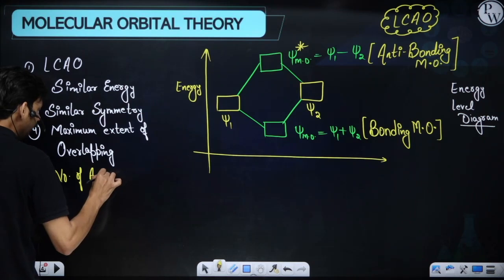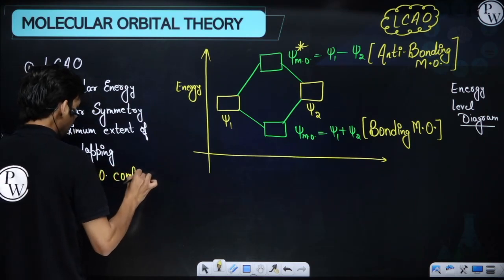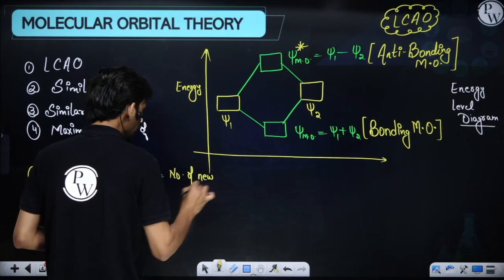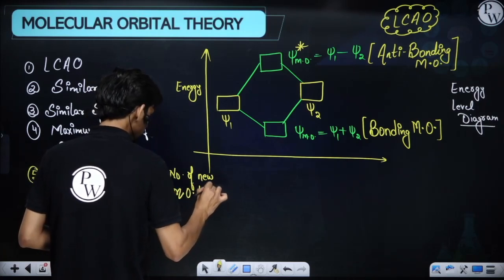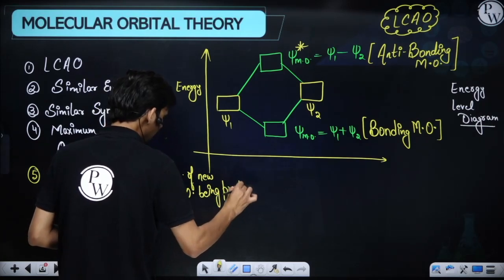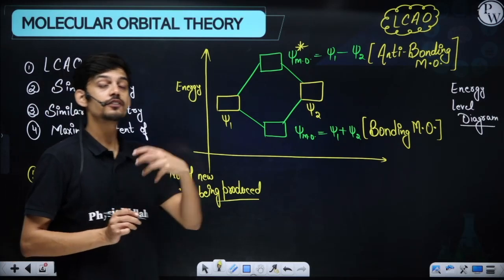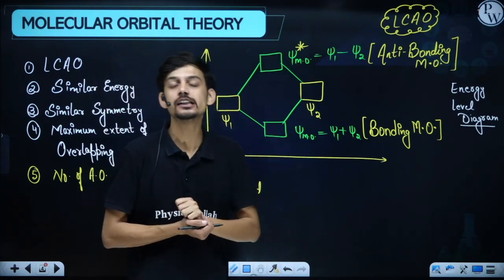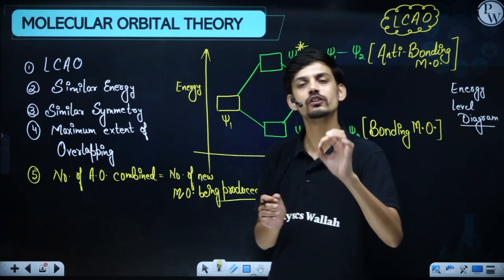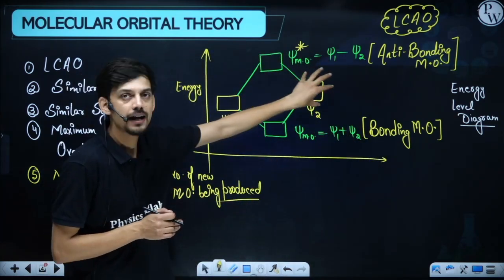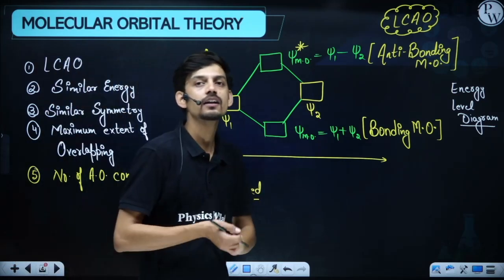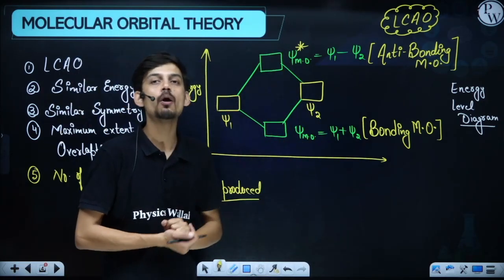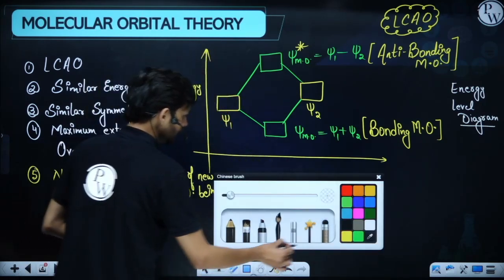The number of orbitals is always conserved. So if we are having two orbitals combined, we are going to have two new molecular orbitals produced. If we are combining three atomic orbitals, we are going to have three new orbitals produced, which are bonding molecular orbital, anti-bonding, and one in the middle, which will be called non-bonding. But that again is not in your syllabus. You should understand only this, that when two orbitals are getting combined, you are going to have two new orbitals. One will be called the bonding molecular orbital, which has lower energy. Another will be called the anti-bonding molecular orbital, which will have higher energy.